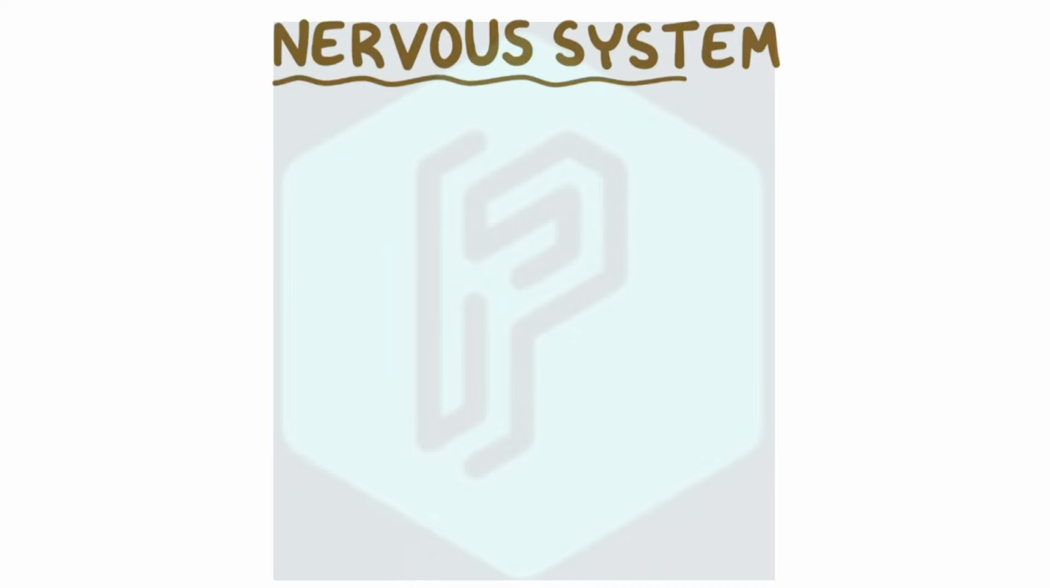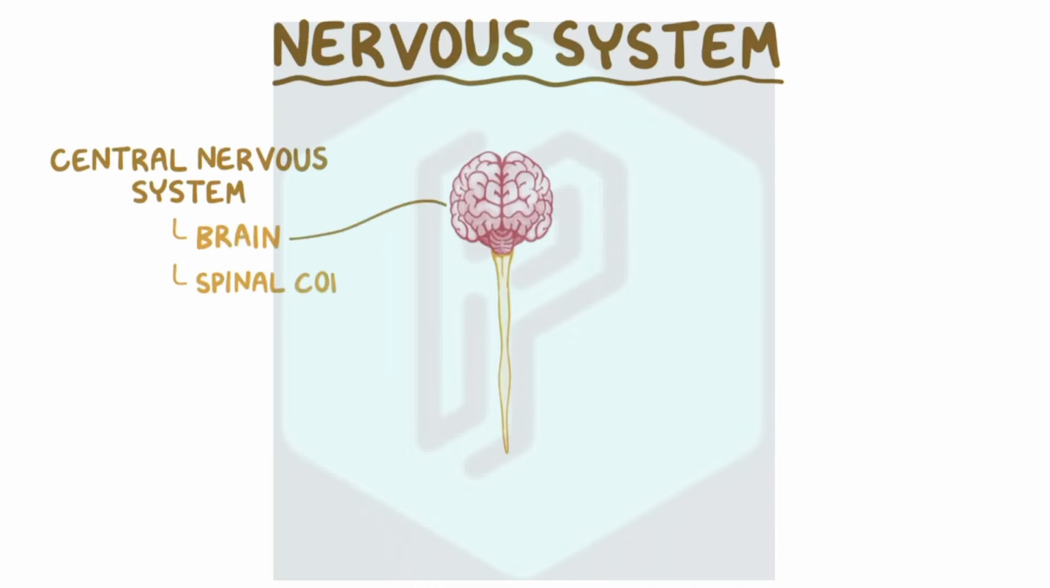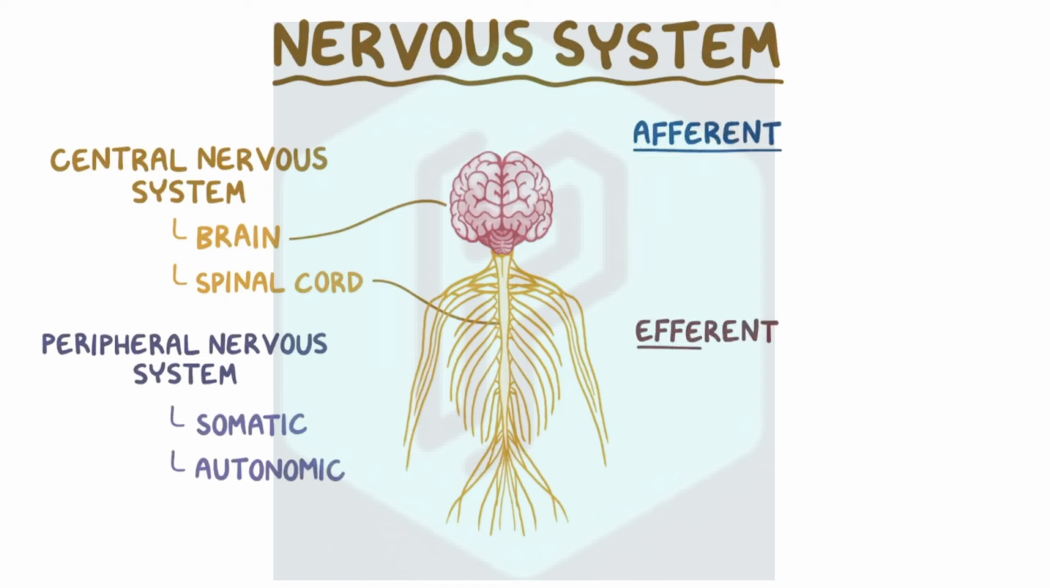The nervous system is divided into the central nervous system, which includes the brain and spinal cord, and the peripheral nervous system, which is further divided into the somatic and autonomic nervous systems. Broadly speaking, the nervous system is split into an afferent and efferent division.